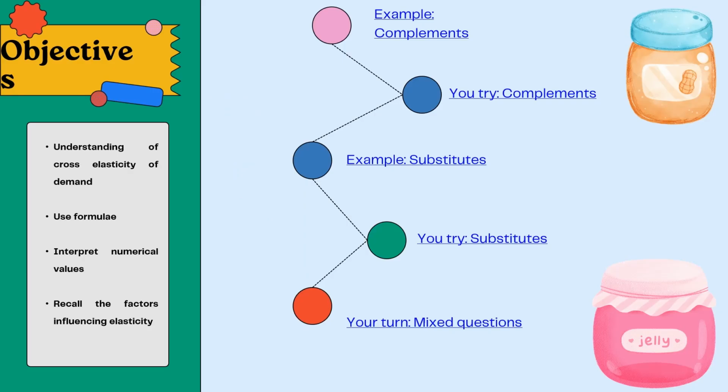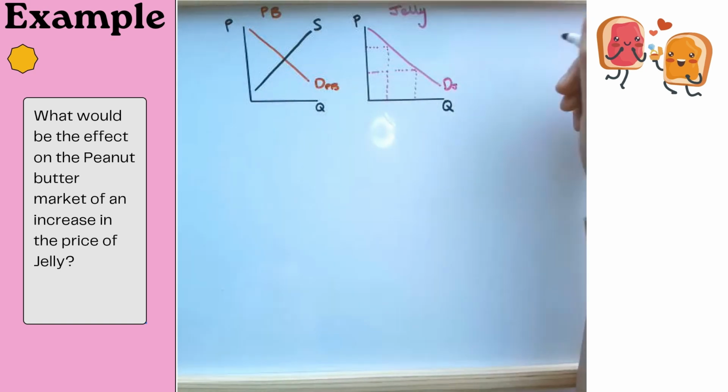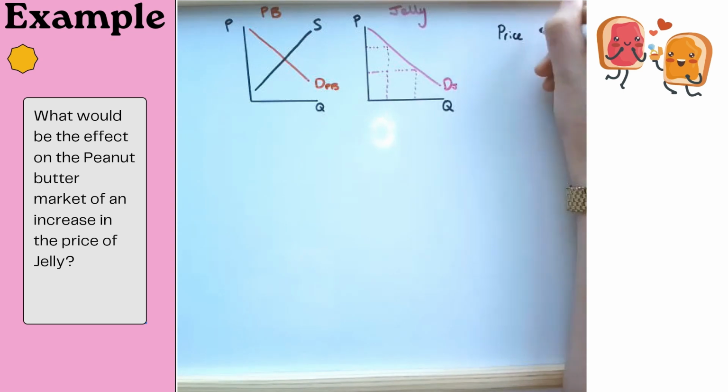Our objectives for today are to understand cross-elasticity of demand, to use the formula, to interpret numerical values, and to recall the factors that influence elasticity. Today we're going to be looking at peanut butter and jelly, the firmest of friends, when looking at cross-price elasticity of demand, which we so affectionately call XED.